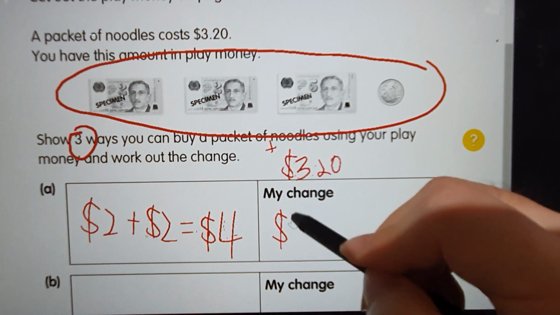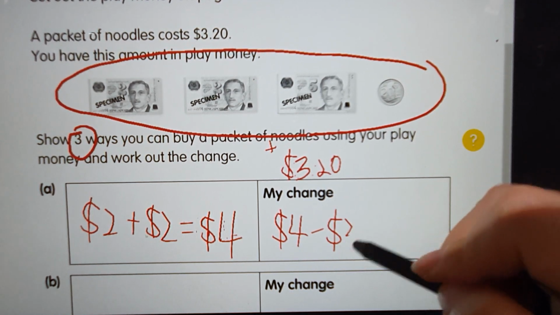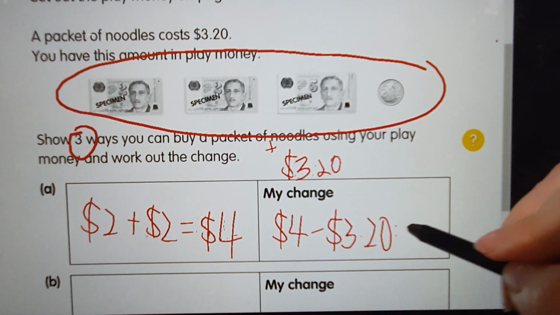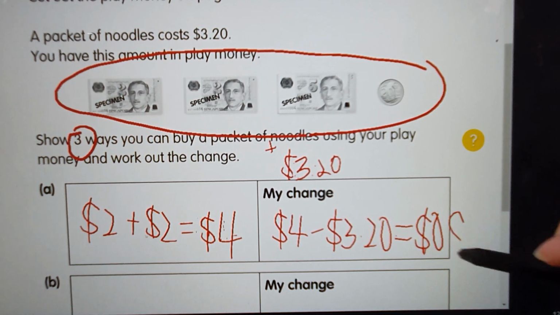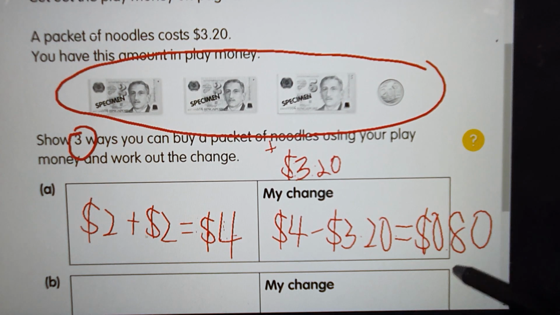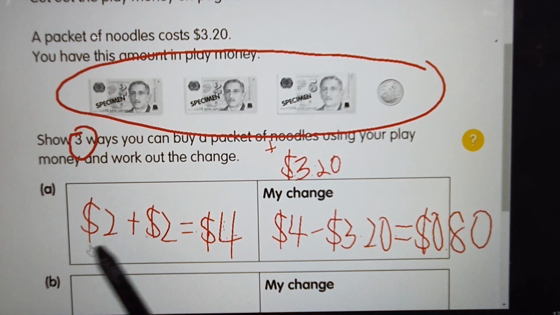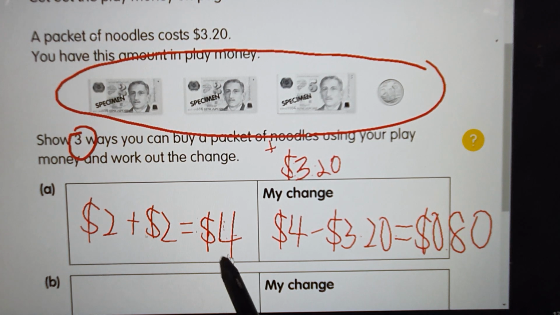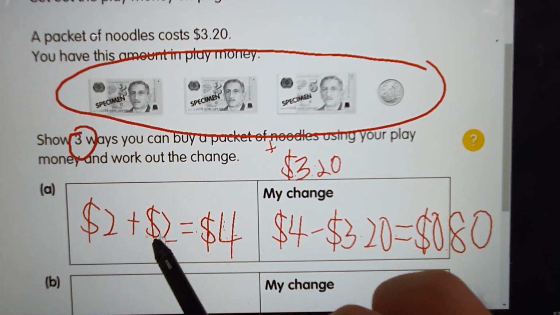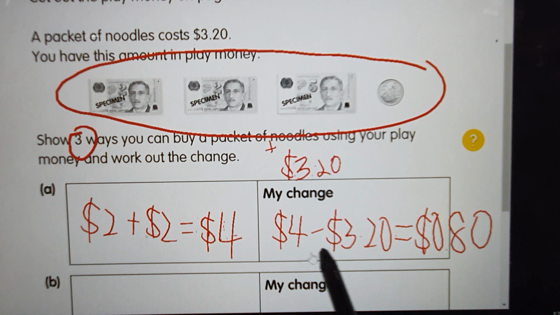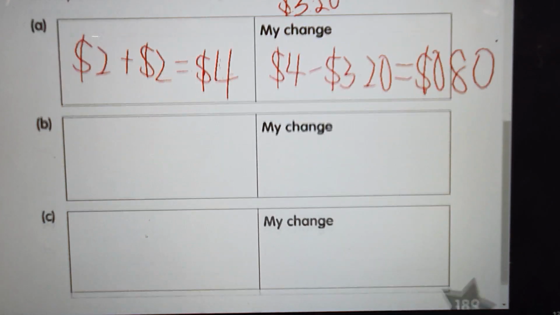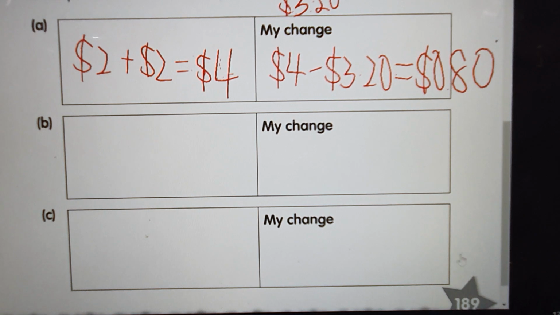You should be able to tell me it's $4 minus $3.20 to give you 80 cents. This is how I want you to present. Down here, you write and tell me how you are going to form the money that you give to the person. Let's say you want to give $2, you just write $2 plus $2 to give you $4. Please also include your working to show me how you get your change. This is just one way. Can you go and try out and find the other two ways and fill up the two blanks here?